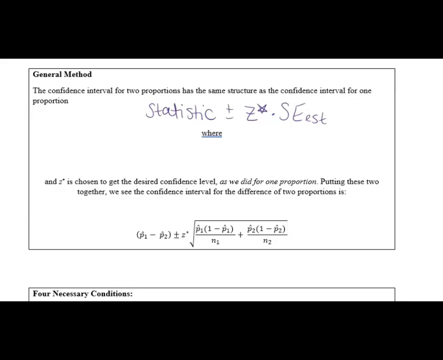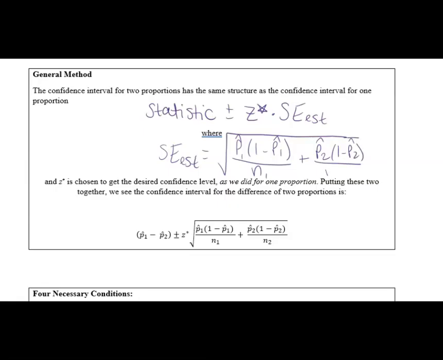Now, the estimated standard error is sort of a lengthy formula. I am not going to ask you to calculate this by hand, but I'm going to write it so that your notes will be complete in case you do need it down the road. That would be P1 hat times 1 minus P1 hat divided by N1, where that's the sample size for the first sample, whatever goes with P1, plus P2 hat times 1 minus P2 hat, and this is all under the radical, divided by the second sample size.